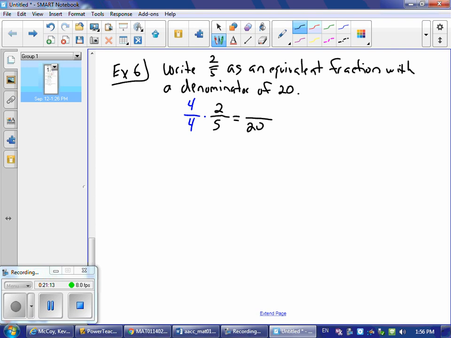So if that's the case, since my 4 times 5 on the bottom gives me 20, 4 times the 2 on the top is going to give us 8. So my equivalent fraction to 2/5 is 8 over 20. It's not reduced, it's not simplified, but they are equivalent fractions. Okay, and again, the reason that we do this is so that we can figure out how to add and subtract fractions with not like denominators. And example 7 will have those.